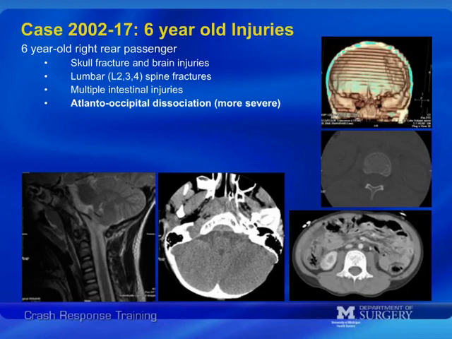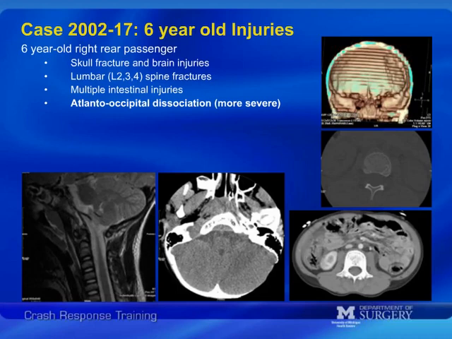This child also sustained lumbar, L2, L3, L4 spine fractures. Fortunately, did not sustain a cord injury. This child also sustained multiple intestinal injuries from the lap belt based on the scenario that we've seen multiple times now. Now, interestingly, this child, if you look at the CT scan here in the middle image on the bottom and also the left lower image, which is an MRI of the neck, you can see a small amount of blood right at the brainstem here.